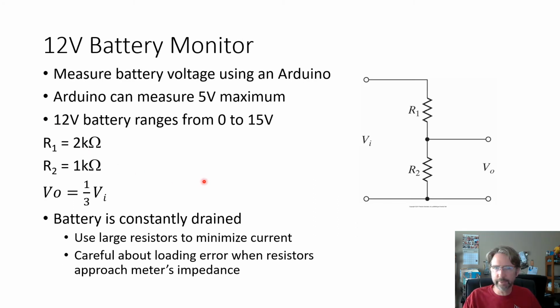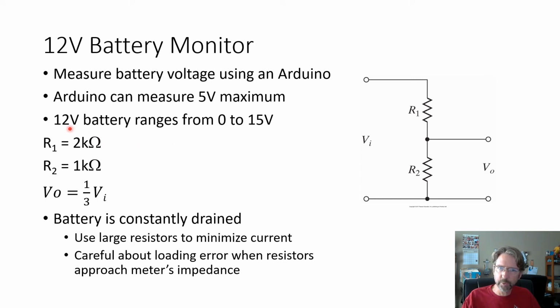Here is another example of using a voltage divider for a battery monitor. So if you have a 12-volt battery and you want to know, is my battery going dead? What's the voltage? And you want to hook it up to an Arduino to measure that voltage. The Arduino has a maximum input voltage of 5 volts, and if you give it more than about 7, you'll tend to burn the chip out and damage it.